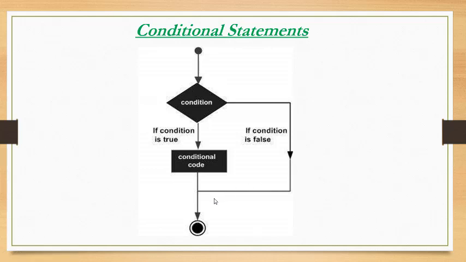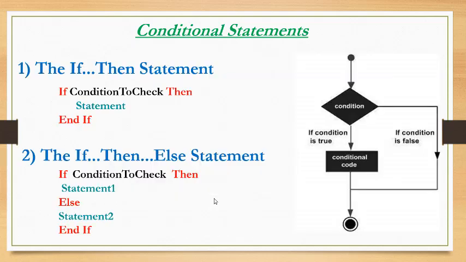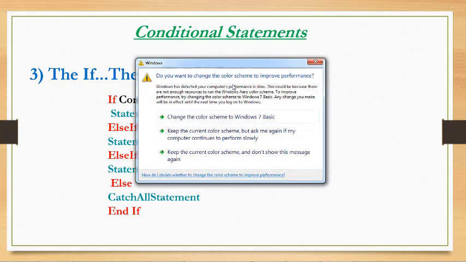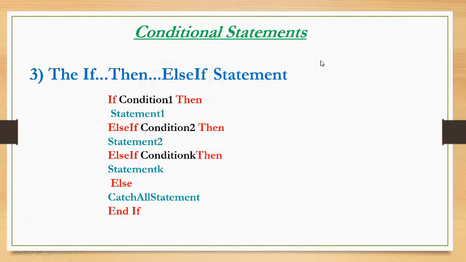In Visual Basic, we have three types of if-else conditional statements. The first one, we call it the if-then statement. The second one, the if-then-else statement. And the third one, the if-then-else-if statement. I will explain all of these in detail when we are applying our program.